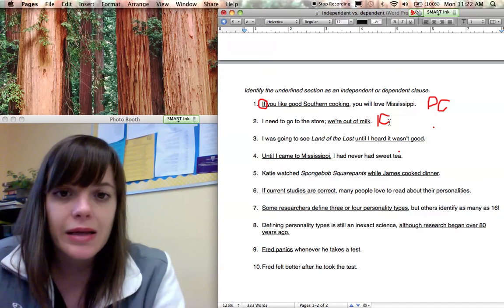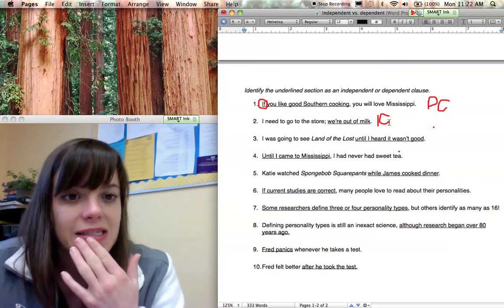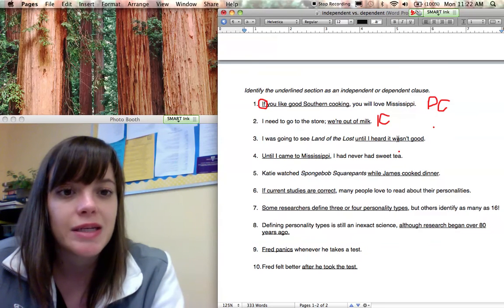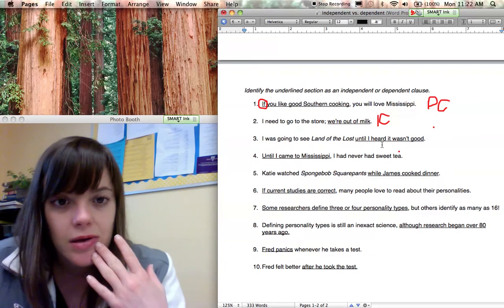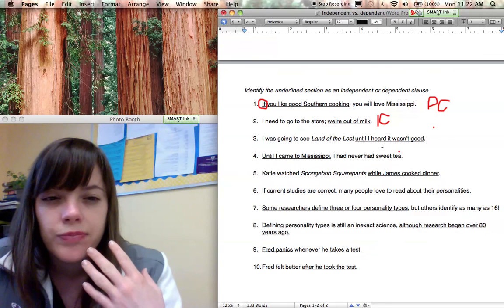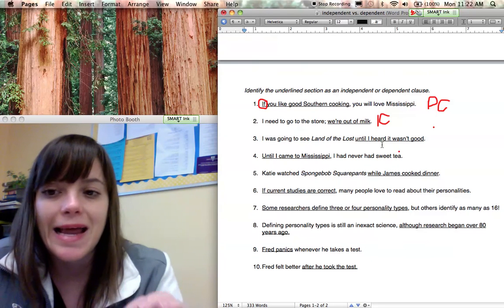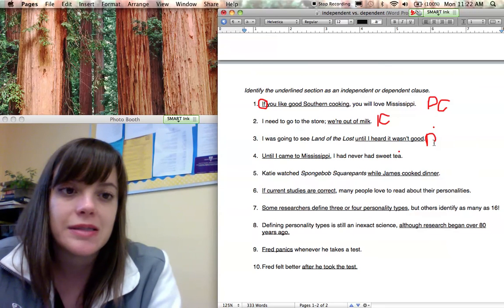All right. Let's look at number 3. I was going to see the Land of the Lost until I heard it wasn't good. So my underlined section is until I heard it wasn't good. As always, I got a subject, I, verb, heard, so it's a clause. Just want to know whether it can stand alone or not. So if I just say until I heard it wasn't good. All right, I'm starting with one of those cliffhanger words, until. So that makes it not able to stand alone. That makes it not a complete thought. Okay, so I'm going to have to put DC here, dependent clause.